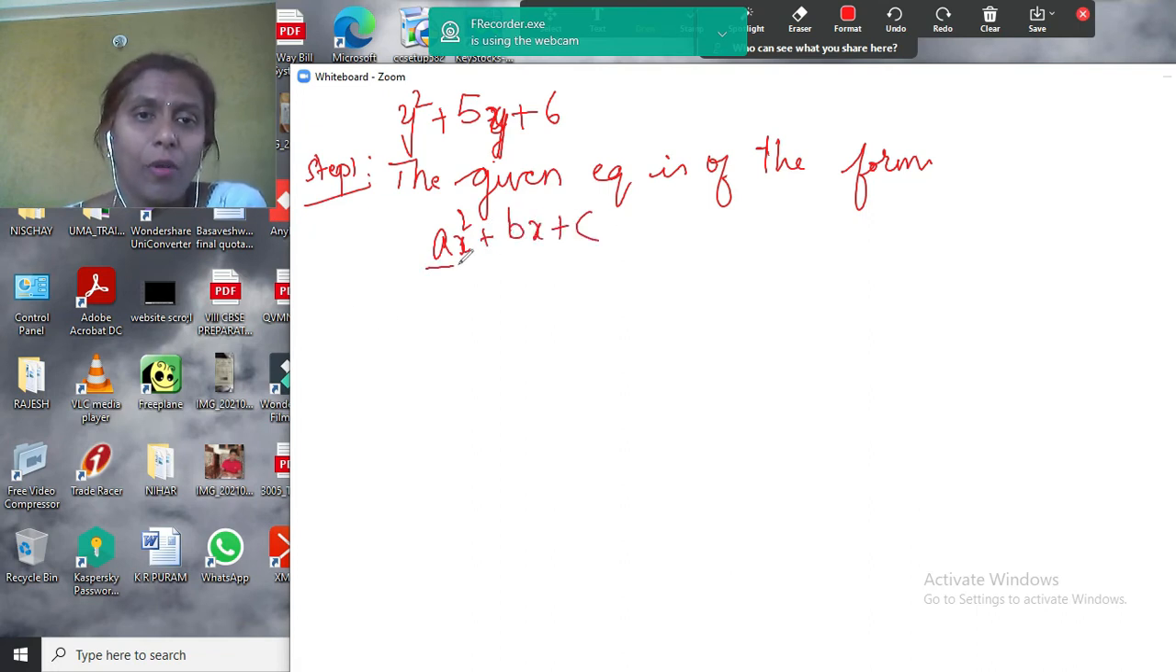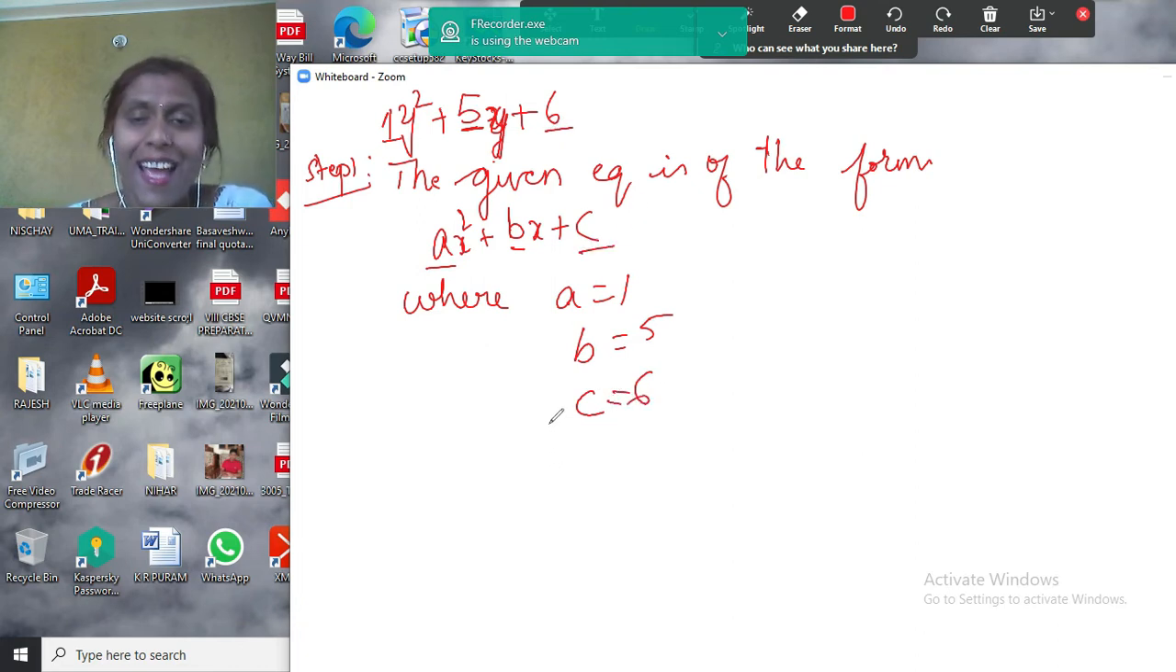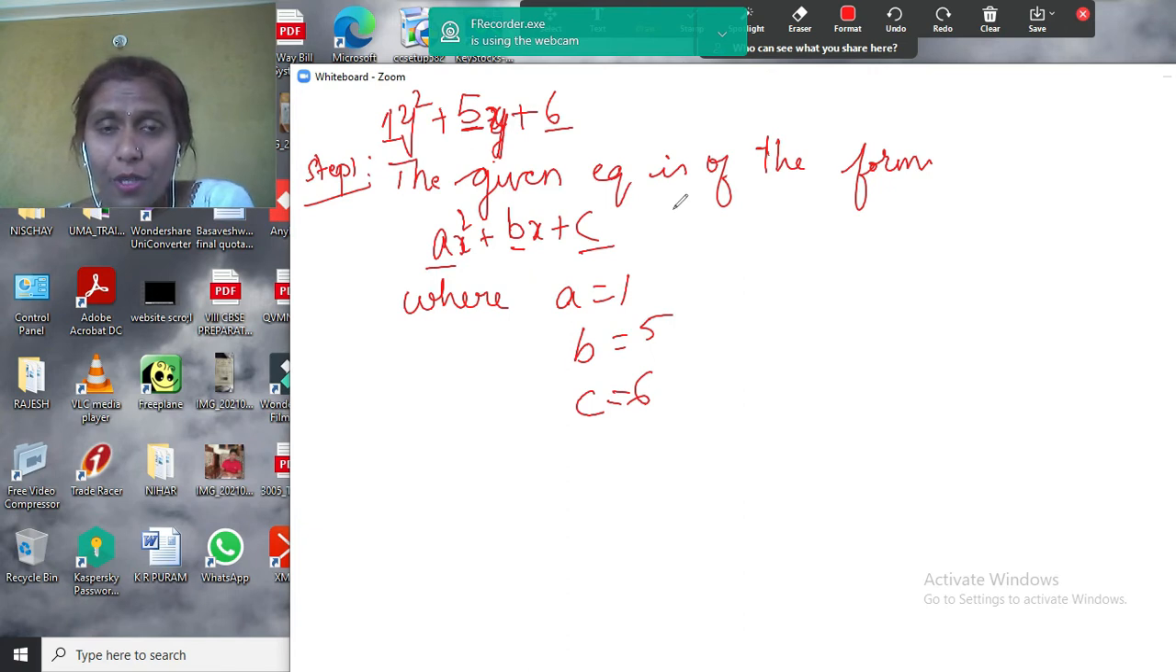Write down what A is, next to the variable. Along with the variable squared, what do you have? A is 1. With the power 1, what do you have? B is 5. And with the constant, what do you have? C is 6. Got it? So now, what are we going to do after getting this? We are going to find a pair of numbers such that their sum gives me B and their multiplication gives me A into C.